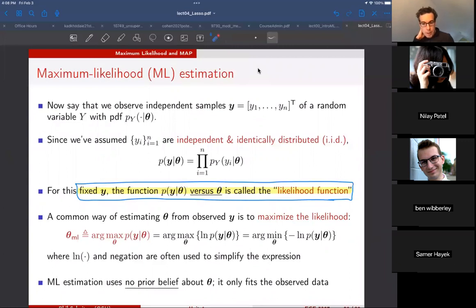Yes, can you hear me? Yes. So I was wondering about this relation of probability of y given theta. So right here, the relation is given by the product of p(yi given theta). So if we replace this multiplication with summation, will it be one for all theta? Because for a probability mass function, we have the summation of probabilities equal to one.